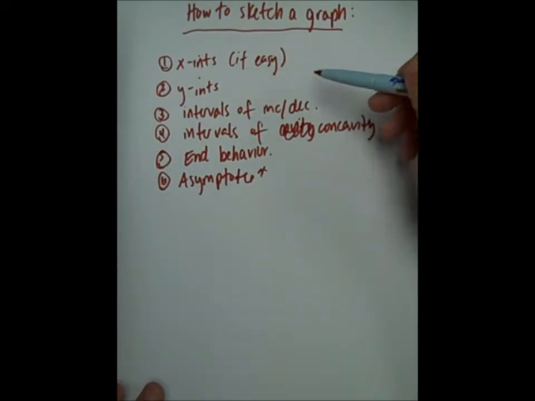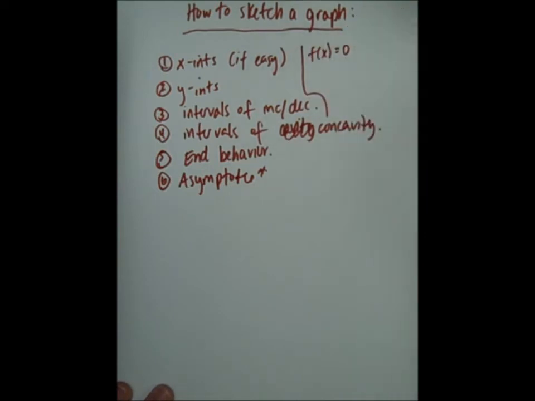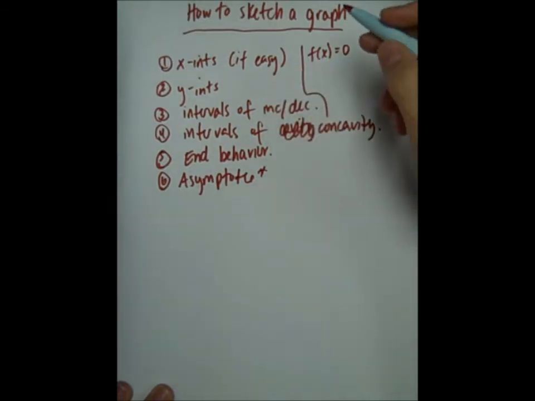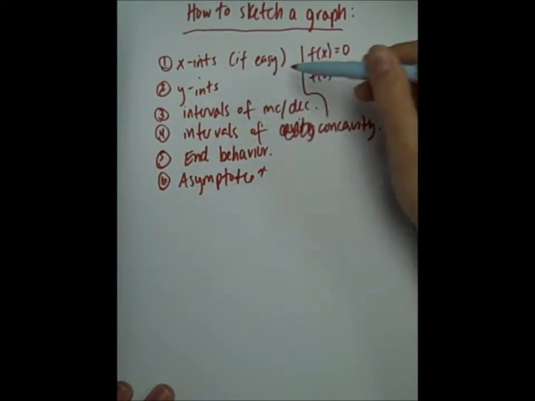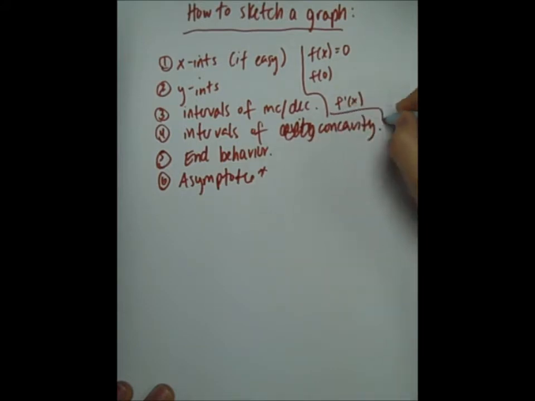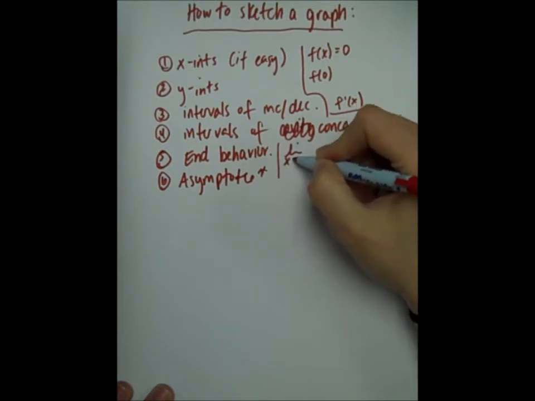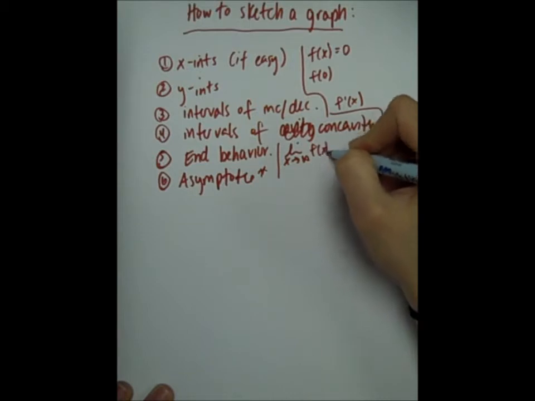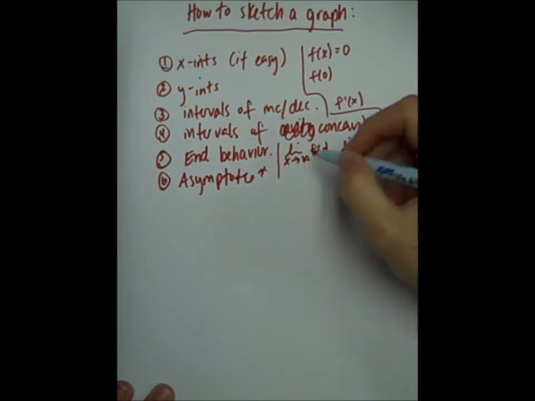The x-intercept, how do you find the x-intercepts? We set the function equal to 0 and solve for x. What is the y-intercept? That's where we plug in 0 for x. So if you want the x-intercept, set the y value equal to 0. For the y-intercept, set the x value equal to 0. Intervals of increasing, decreasing, that's the first derivative. Intervals of concavity, that's the second derivative. End behavior, that's two limits. I look at the limit as x approaches infinity of my function, and I look at the limit as x approaches negative infinity of my function. So I look at both of those limits.